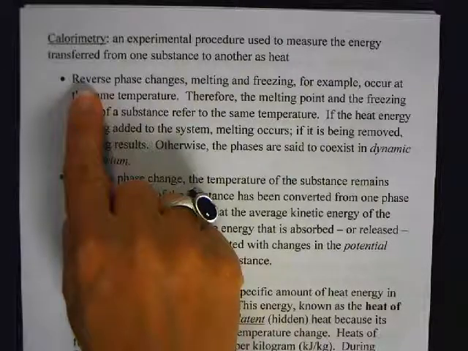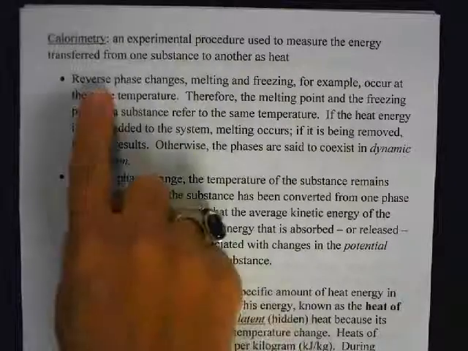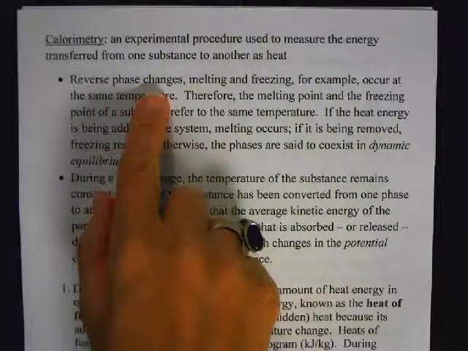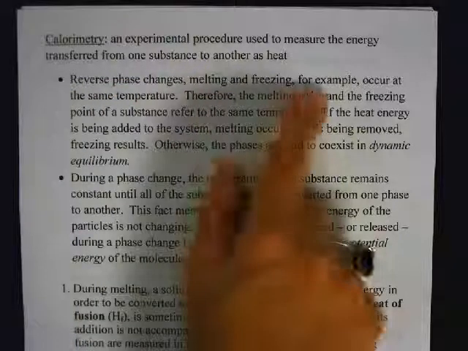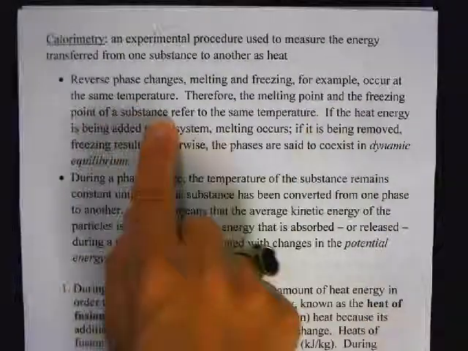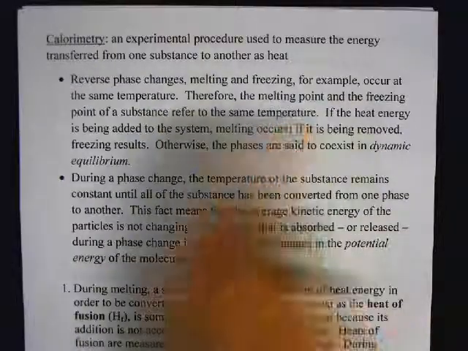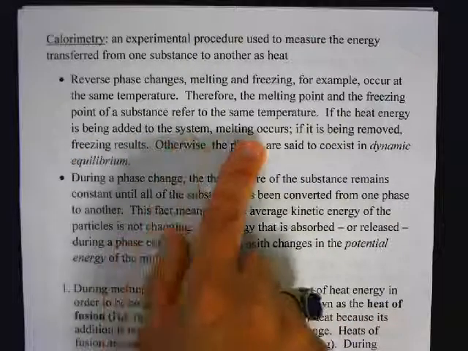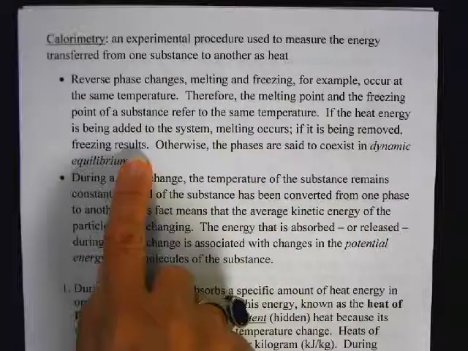So it says here, and I wanted to show you that visual to explain this. Reverse phase changes, melting and freezing, for example, occur at the same temperature. Therefore, the melting point and the freezing point of a substance refer to the same temperature. If heat energy is being added to the system, melting occurs. If it's being removed, freezing occurs.